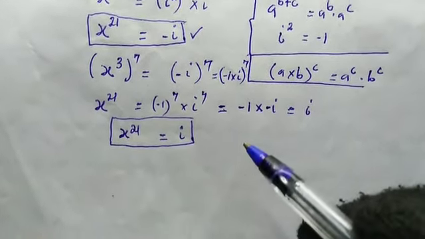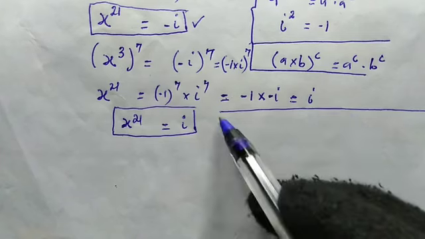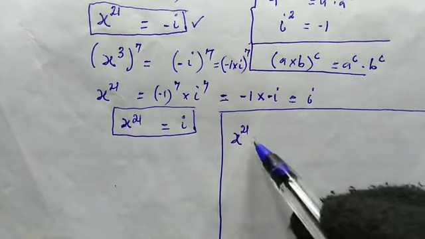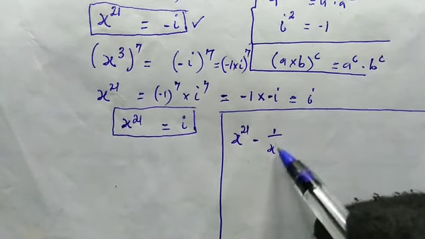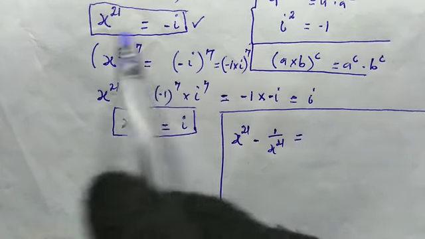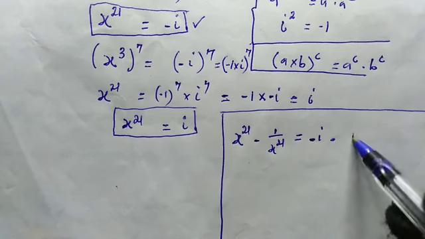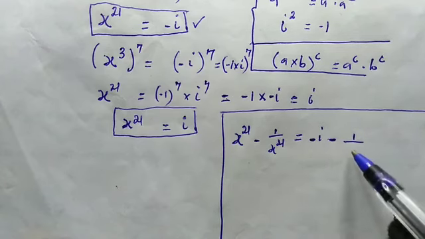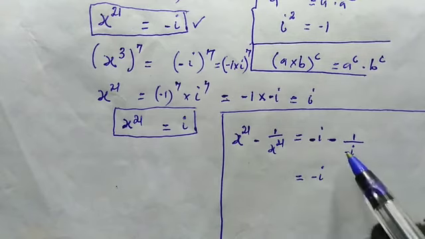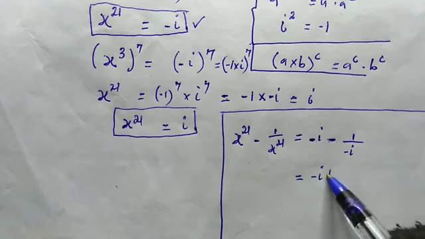Now let's talk about the expression we are trying to evaluate. So from here, x to the power of 21 minus 1 over x to the power of 21 is going to be equal to, now with the first value for x to the power of 21, we have negative i minus 1 over negative i. So this is equal to negative i. This negative here with this negative here, we have here plus.